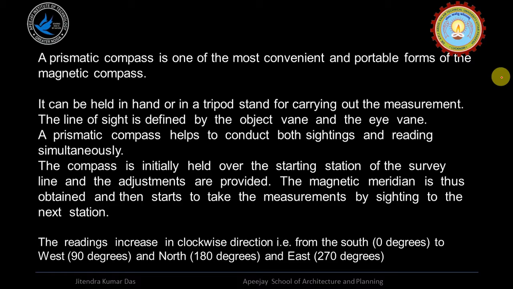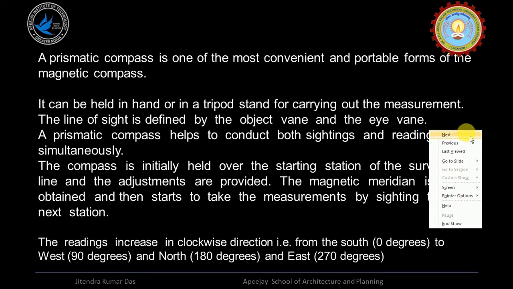The compass is initially held over the starting station of the survey line and the adjustments are provided. The magnetic meridian is thus obtained, and we start to take measurements by sighting to the next station. The reading increases in clockwise direction, that is, from south 0 degree to west 90 degree, north 180 degree and east 270 degrees.